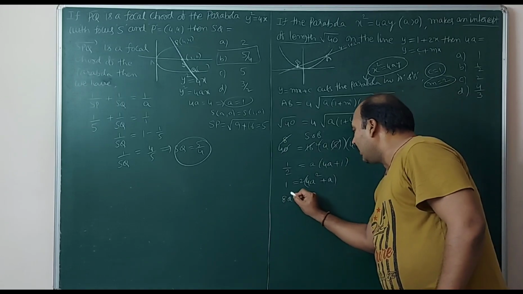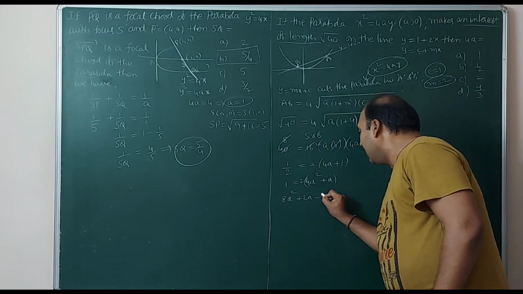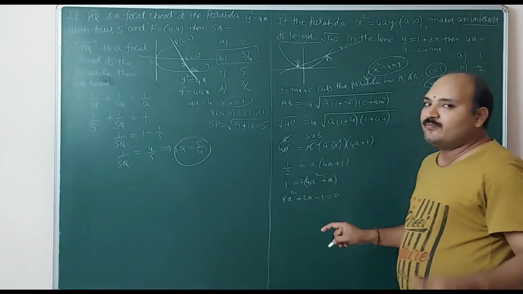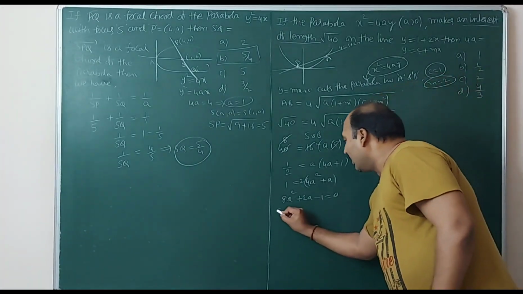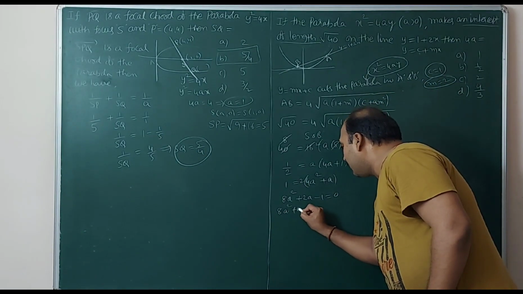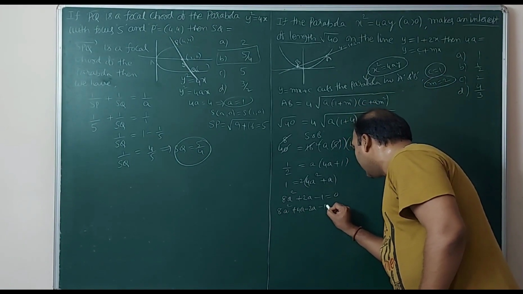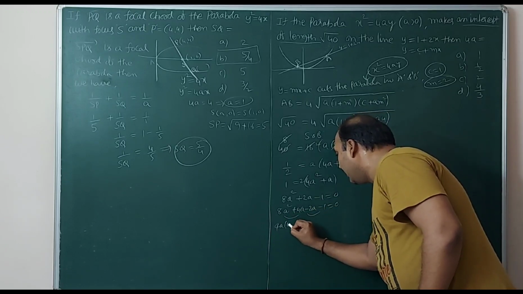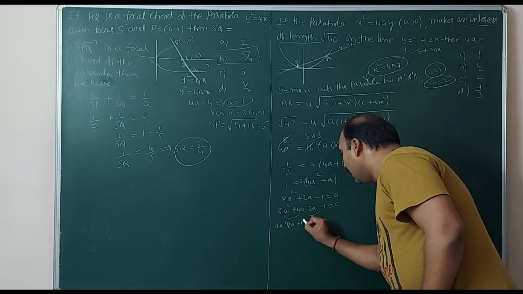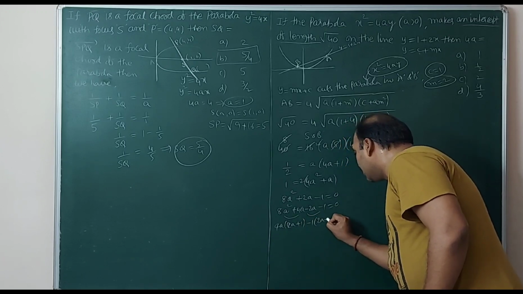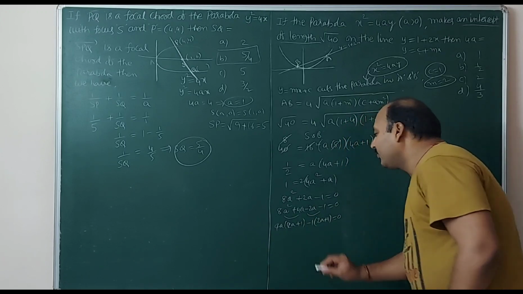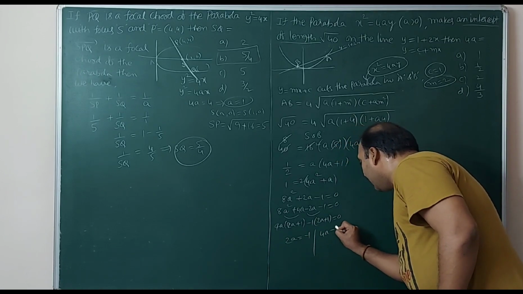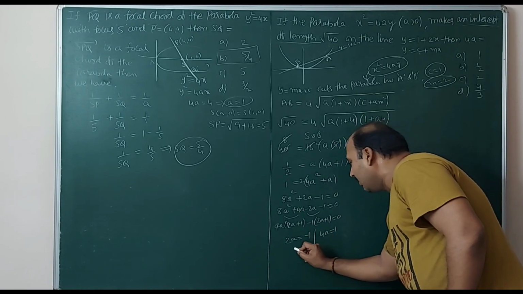So 8a² + 2a − 1 = 0. If you do the factorization, 8 into −1, 4 × 2 is 8. So 8a² + 4a − 2a − 1 = 0. So 4a, if you take out common, (2a + 1) − (2a + 1). So 2a + 1 = 0 means 2a = −1, and 4a − 1 = 0 means 4a = 1.